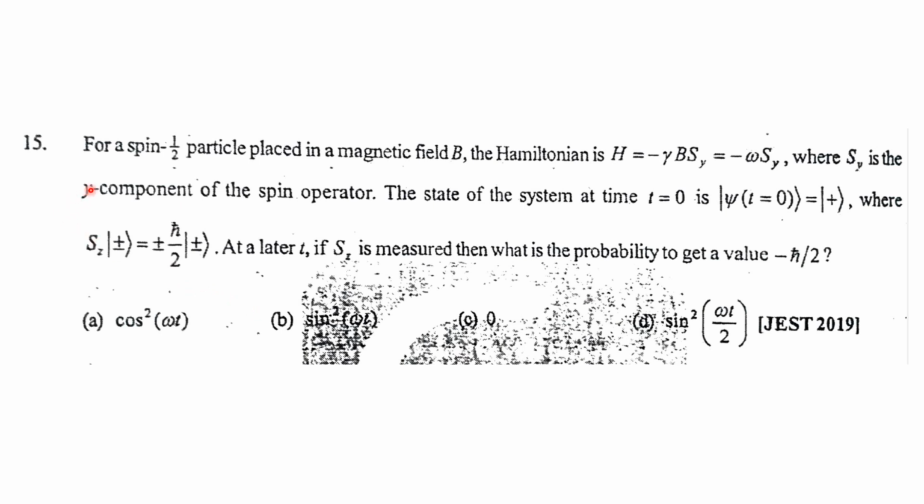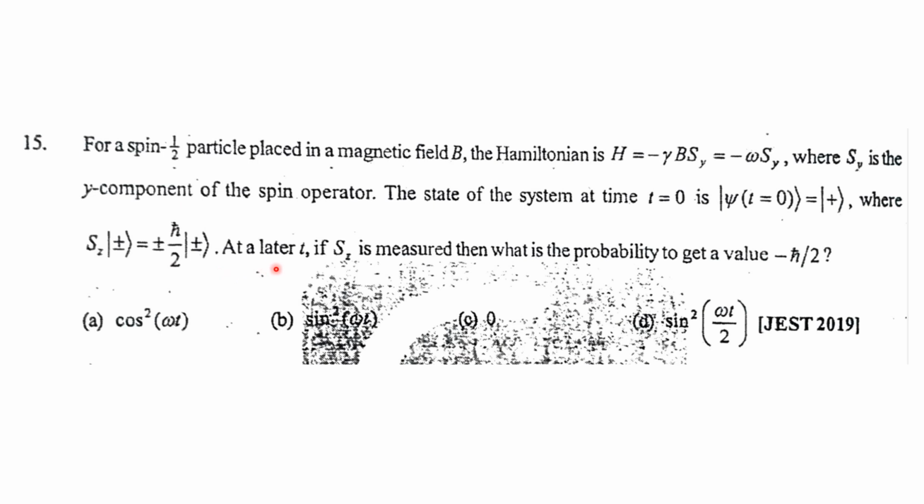The question is, for a spin half particle placed in a magnetic field B, the Hamiltonian is H equals minus gamma B Sy, which is equal to minus omega Sy, where Sy is the y component of the spin operator. The state of the system at t equals 0, that is psi at t equals 0, is the plus state, that is upspin, where the spin operator operating on the plus state and minus state will give plus h cut by 2 plus state and minus h cut by 2 minus state. So here the minus state is the down state, down spin.